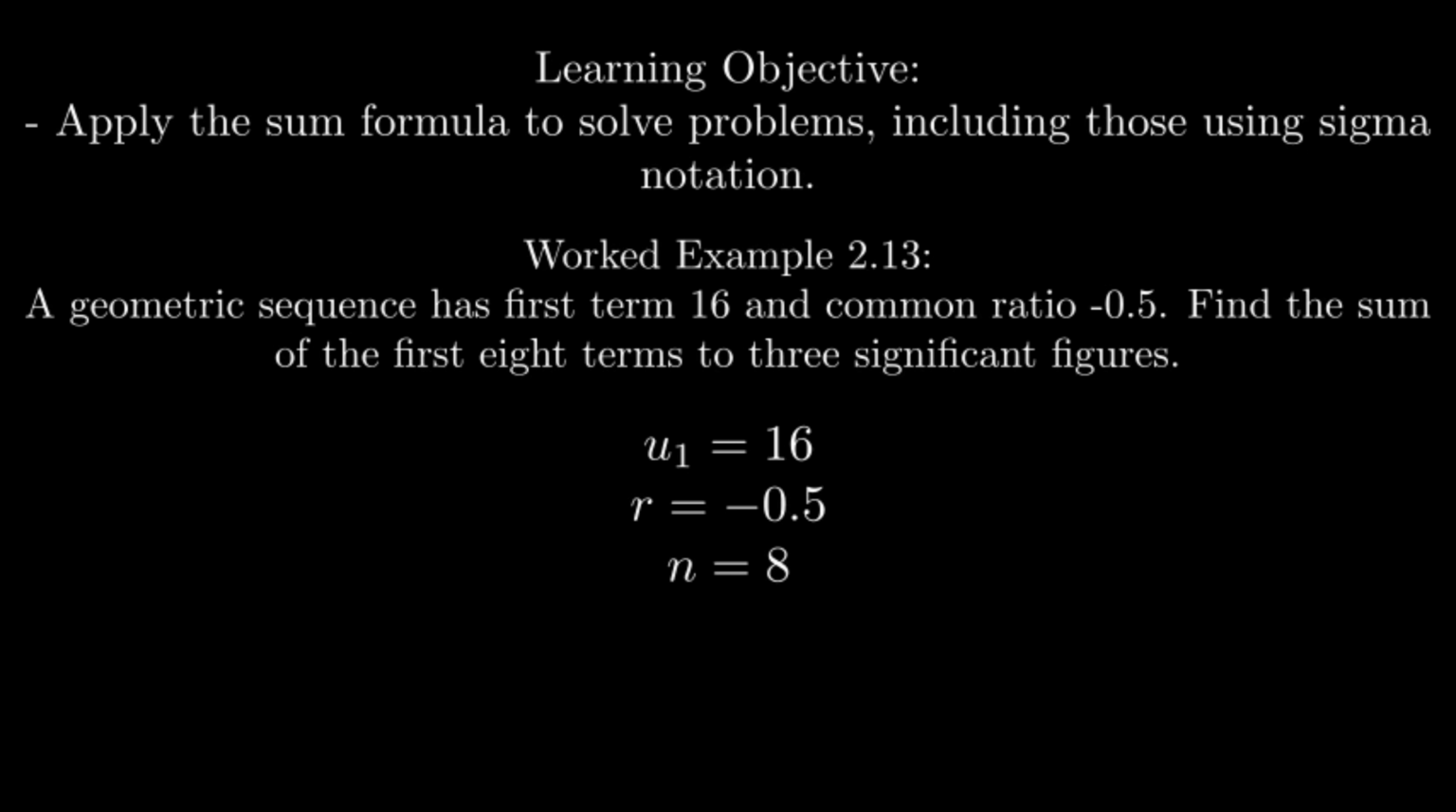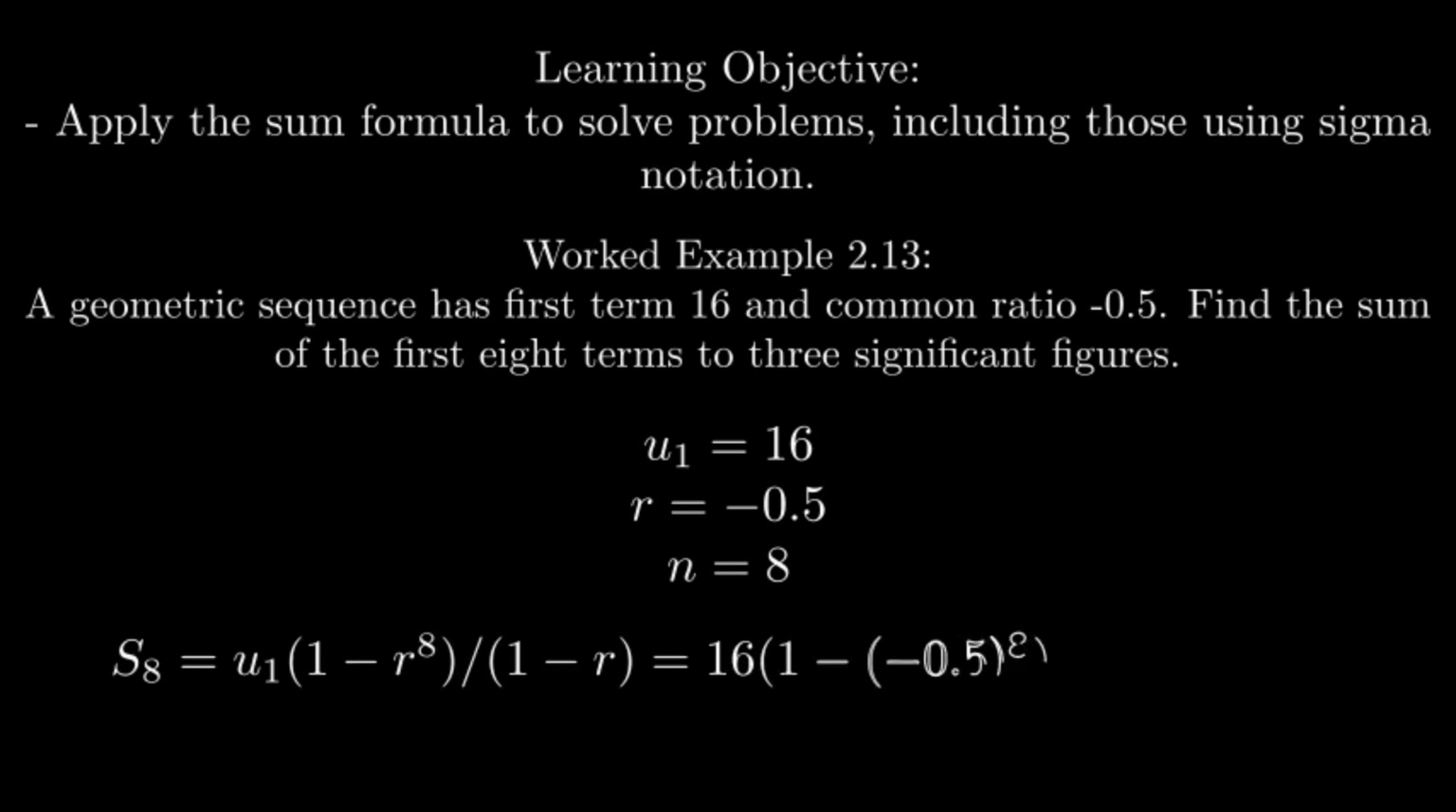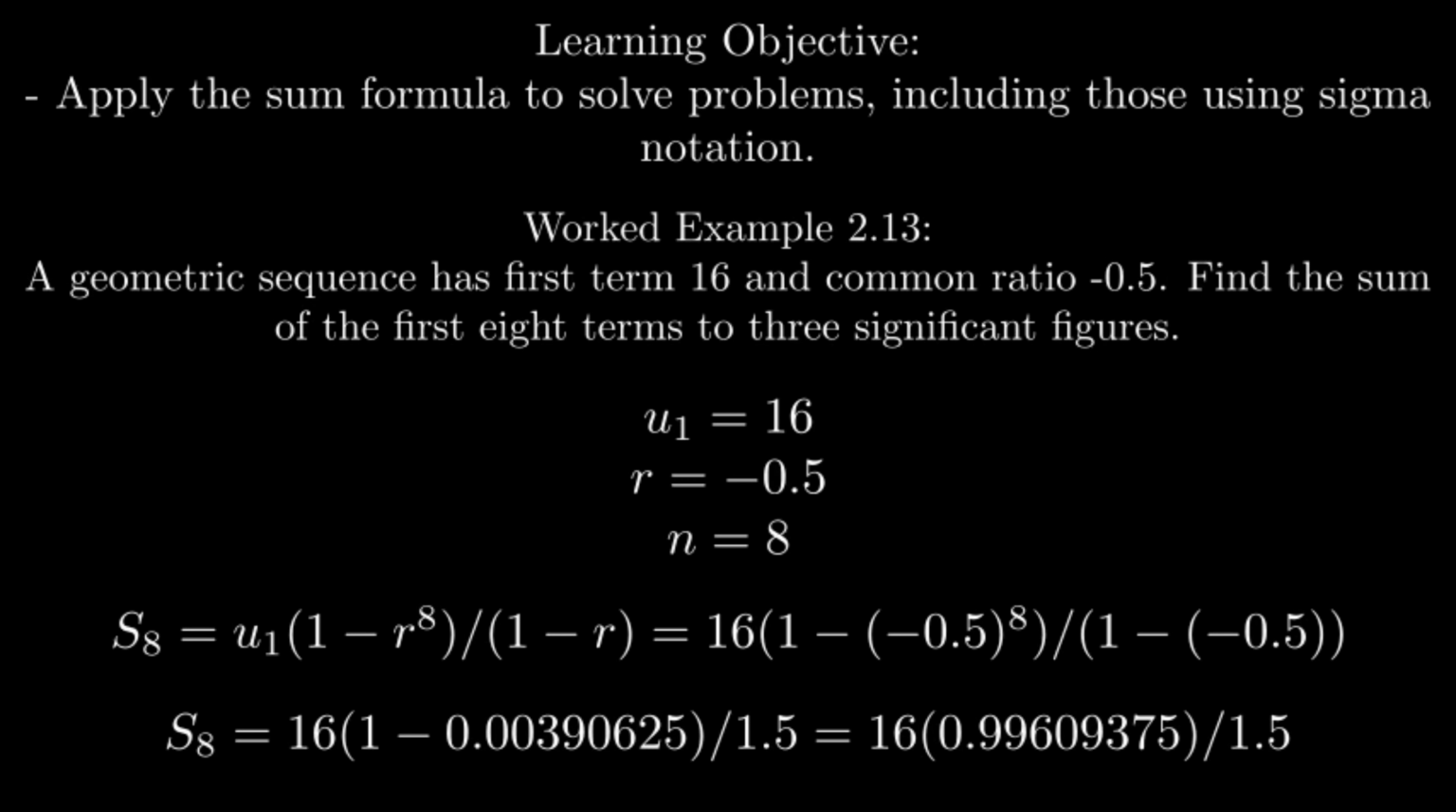Since r is less than 1, the formula s sub n equals u sub 1 times (1 - r^n) over (1 - r) is a good choice. Plugging in the values, s sub 8 equals 16 times the quantity 1 minus -0.5 to the power of 8, all divided by 1 minus -0.5. Let's simplify this step by step. The denominator, 1 minus -0.5, becomes 1.5. In the numerator, -0.5 to the power of 8 is a small positive number. Specifically, it's about 0.0039. So we have 16 times about 0.996, all divided by 1.5.